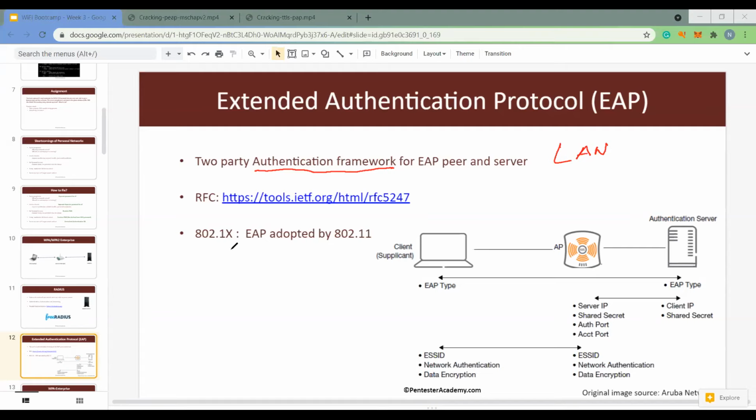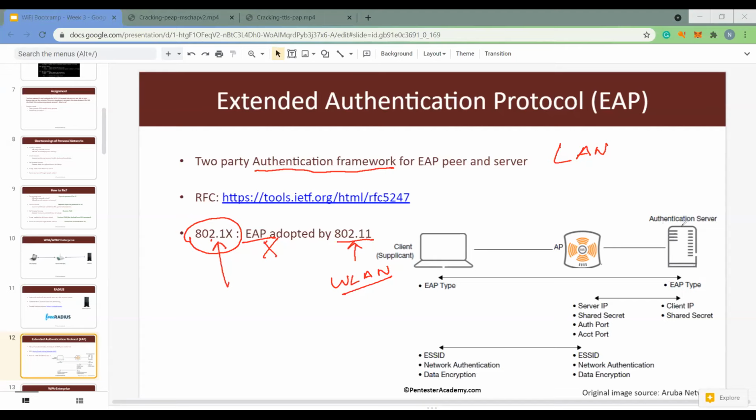However, a small set of EAP is adopted for 802.11, that is Wi-Fi, right? This is our beloved WLAN or Wi-Fi. So this part is known as 802.1x, right? So this is what we are going to focus on, not the whole of it. We are going to talk about different methods and encapsulations that are there in 802.1x and that we can use.